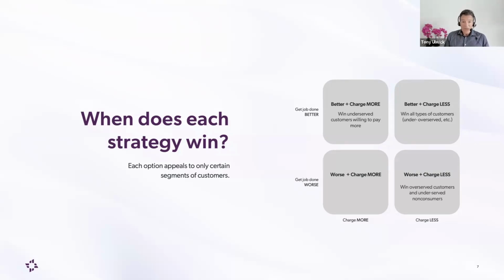Another option, worse and charge less. This is a common approach as well, where you would win overserved customers that get the job done better than they need to and charge less for them. And also underserved non-consumers. So these are people who aren't paying for products to get the job done because they previously could not afford to, but now you're creating a solution that will bring non-consumers into the market because you've lowered the price point of entry so that now they can participate in the market with products and services.